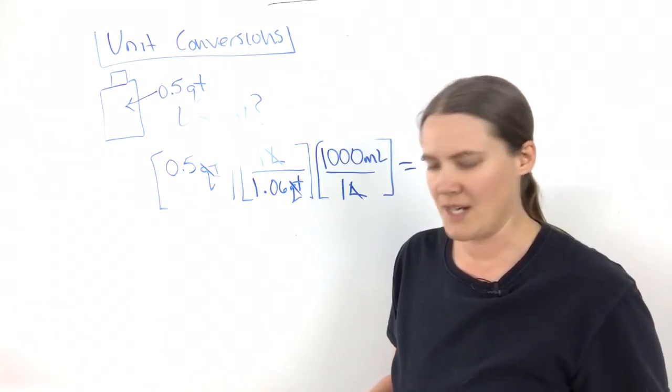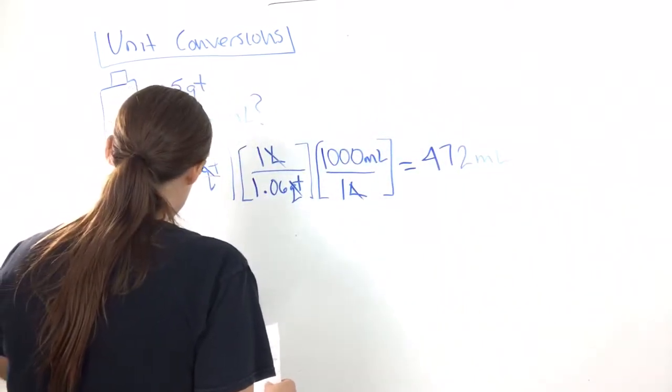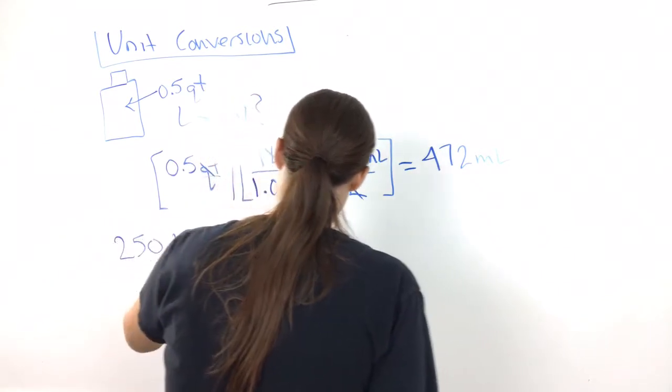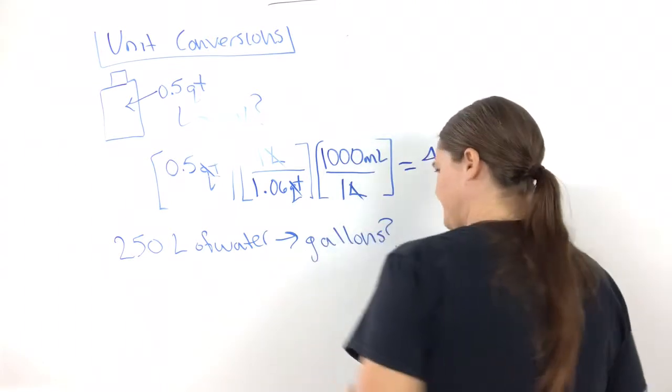Okay, so for this next one, I have 250 liters of distilled water for a dialysis patient. And I want to know how many gallons that is. So I have 250 liters of water, and I want to know this in gallons.